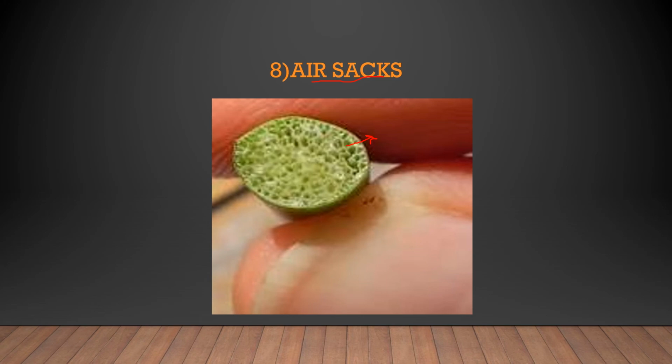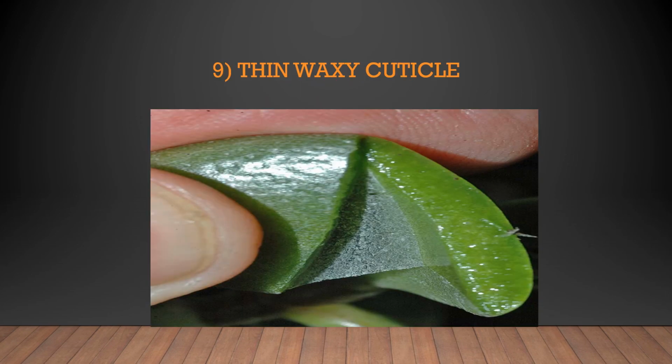These air sacs are mainly formed of parenchyma tissue. As I have told you, the parenchyma tissue is modified, resulting in a spongy structure, and that will result in these air sacs. That is an important adaptation of the hydrophytes.